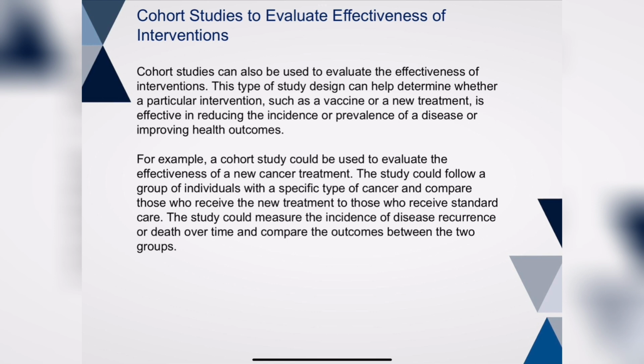For example, a cohort study could be used to evaluate the effectiveness of a new cancer treatment. The study could follow a group of individuals with a specific type of cancer and compare those who receive the new treatment to those who receive standard care. The study could measure the incidence of disease, recurrence, or death over time and compare the outcomes between the two groups.